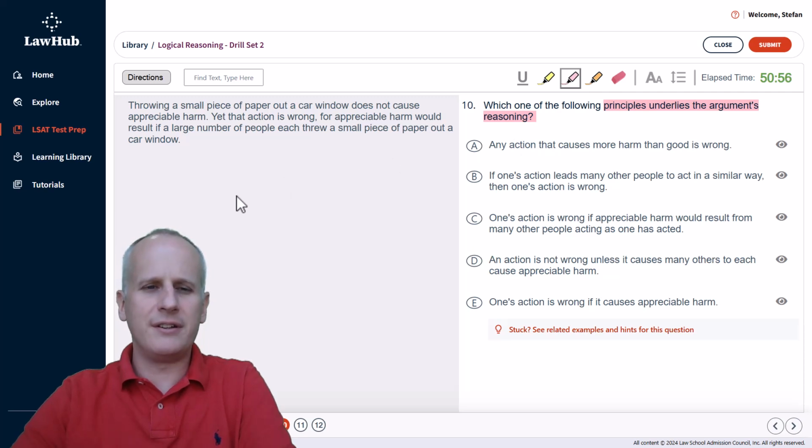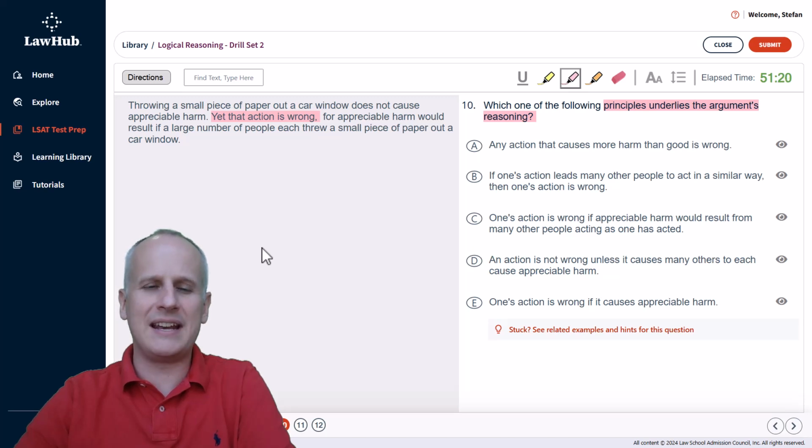So, starting from the top of the left-hand side of the screen: throwing a small piece of paper out a car window does not cause appreciable harm. Yet that action is wrong. For appreciable harm would result if a large number of people each threw a small piece of paper out a car window. So, the conclusion should hopefully stand out as: yet that action is wrong.